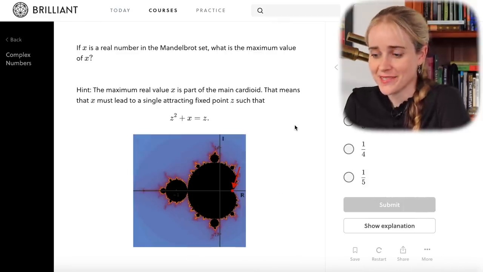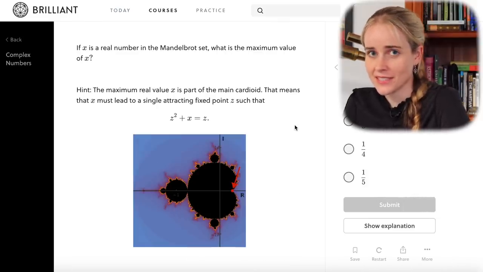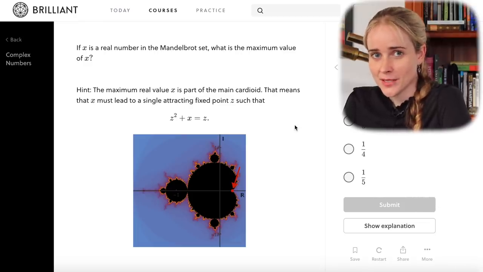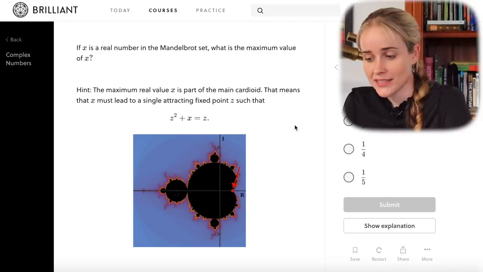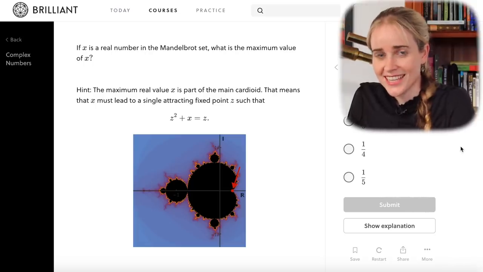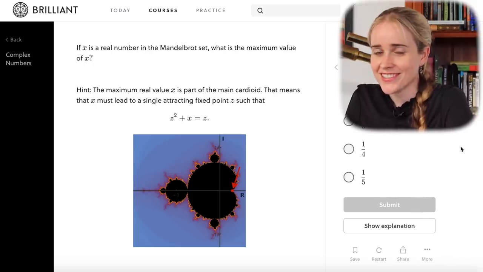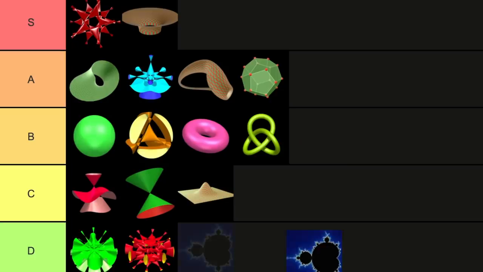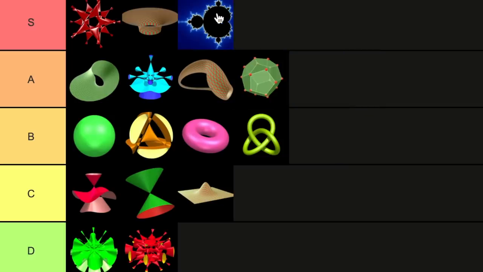I love looking at this fractal because every piece of it is loaded with mathematical meaning. And one of the reasons it might be so appealing is because you get such a complicated surface with a relatively easy mathematical construction. To this date, there are still plenty of open questions surrounding this set, and it has led to the discovery of many equally astounding shapes, such as the Mandelbulb or the Buddhabrot. It is pretty legendary, so I'm going to put it up in S tier.